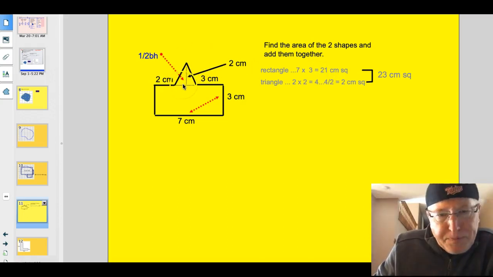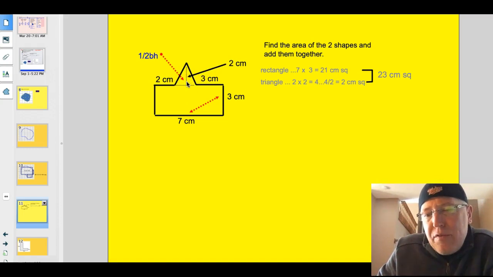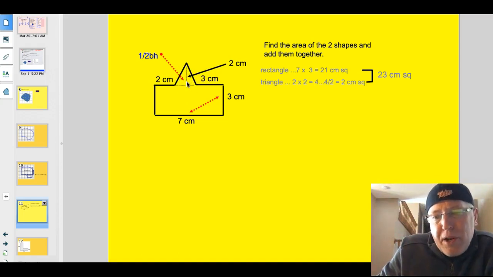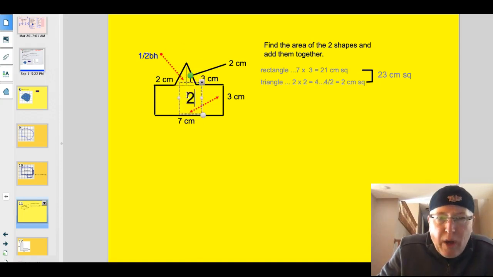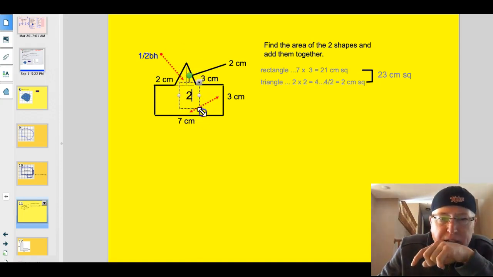We can figure out that the height of it is 2. We just have to figure out what the base is. Now they love not giving you all the information and making you figure that out. So we can figure out what this base is here, because this line here is 7 centimeters. If this line is 3 and this line is 2, well, that's 5 together, right? So if I take the 7, I subtract the 3 and the 2, I have 2 left over, which means that this down here, this line right here, also has to be 2.